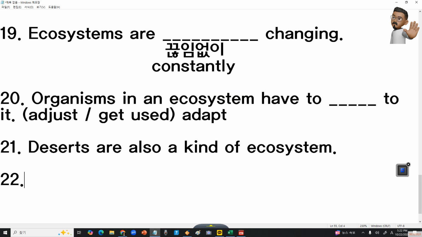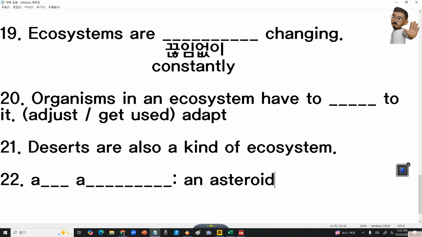A blank is thought of as a reason why dinosaurs died out. This is one of the possible reasons why dinosaurs died out 65 million years ago. 3, 2, 1, up. Asteroid. Yes, the answer is asteroid.